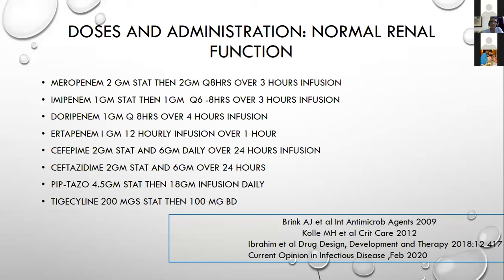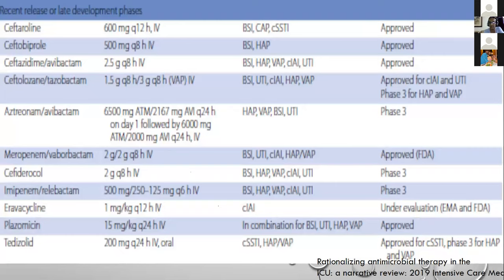And actually, the studies have even shown that carbapenems should be given higher. You may give supranormal dosing. And whatever dosing you're seeing, these are the ones which have been recommended. For piptazo, you give 4.5 and 18 grams. For ceftazidime, you give 2 grams start and 6 grams over an infusion of 24 hours. And this is a study which was in Intensive Care Medicine of last year. It's a very nice narrative review of all the antibiotics. Again, you see your tazopiperacillin and all that. It's 18 grams. But for carbapenems, you can see 2 grams every 8 hours IV.